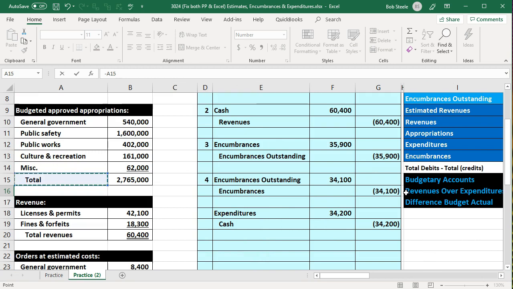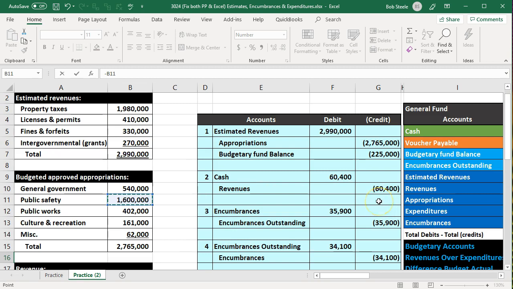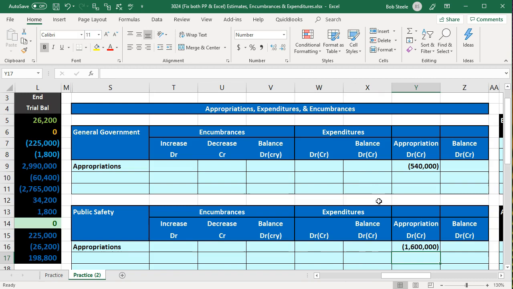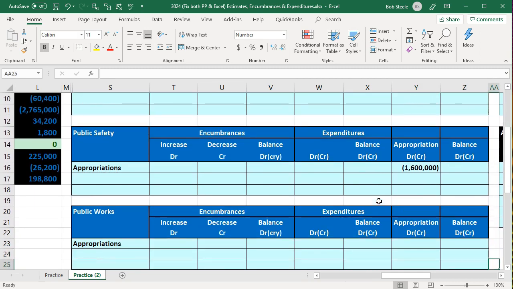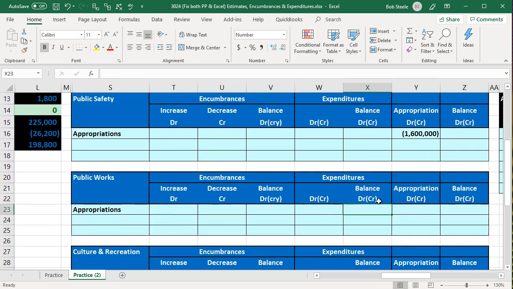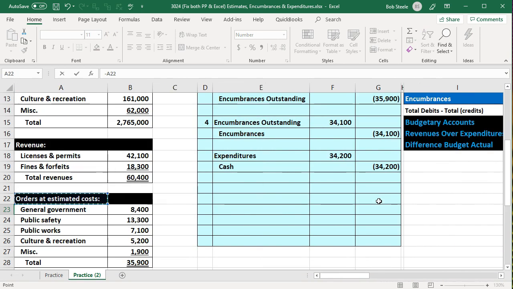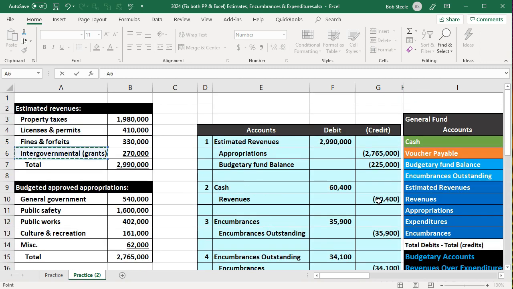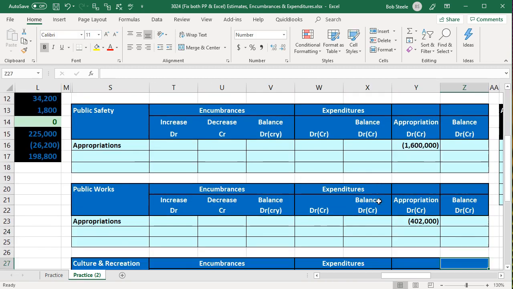We're going to scroll to the left, and we're going to look for the 1,600,000 for the budgeted amount for public safety, and enter. And then we're going to scroll down. We're going to do the same thing for the public works. So within the public works, we're going to be in cell Y23. We're going to say negative instead of equals. We're going to scroll to the left, and we're going to look for that budgetary amount for the appropriations, public works being the 402,000, and enter. And then we're going to scroll down.